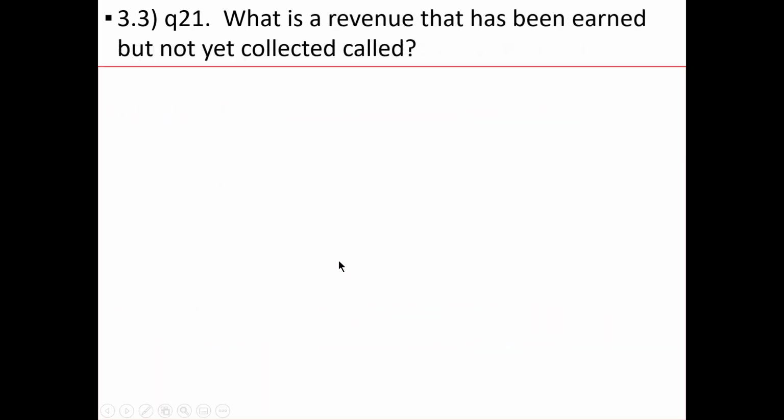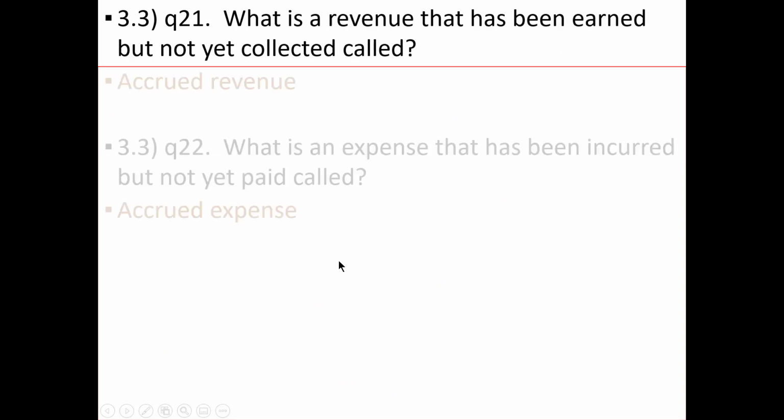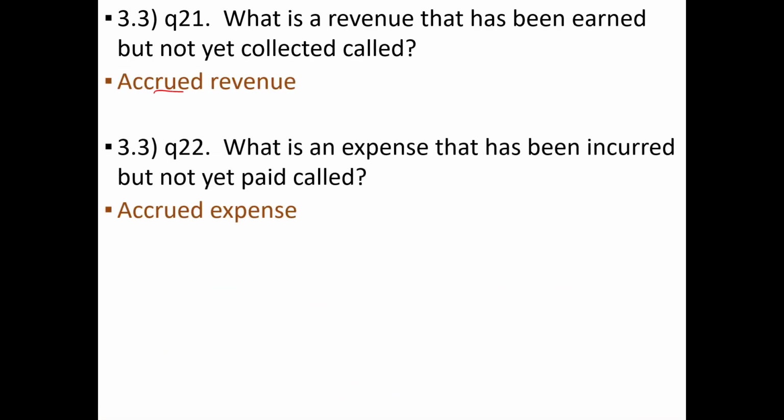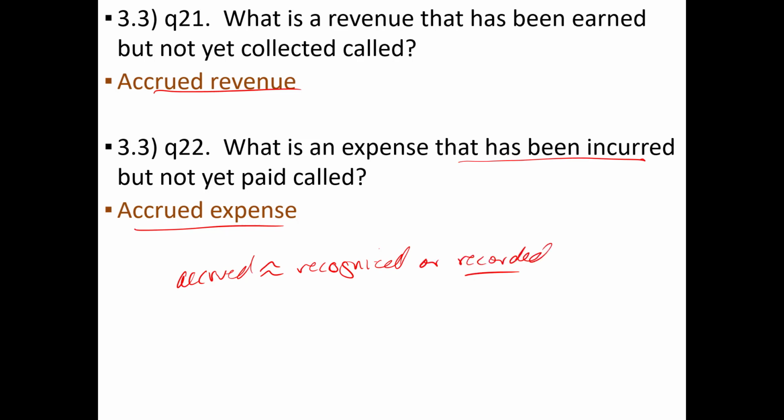What is a revenue that has been earned but not yet collected called? It's called accrued revenue. Therefore, what's an expense that's been incurred but not yet paid called? Accrued expense. Basically what we're saying is we are accruing, we're recognizing. So if you see the word accrued, think recognized or recorded, or it needs to be recorded. If it hasn't been recorded, it needs to be recorded.